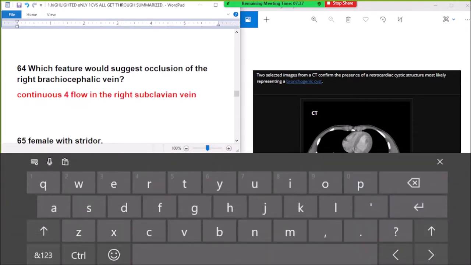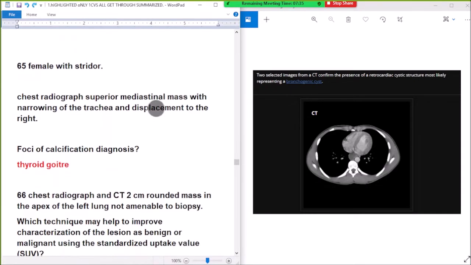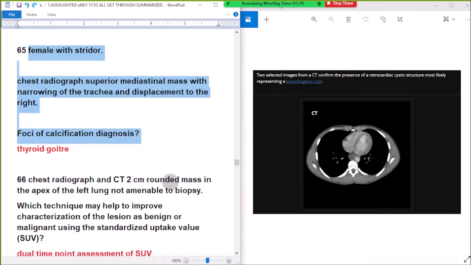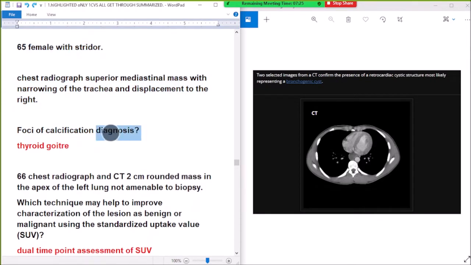Question 65. Female with stridor, chest radiograph shows superior mediastinal mass with narrowing of the trachea and displacement to the right. Focal calcification, diagnosis: thyroid goiter. Here is a clinical scenario of retrosternal goiter.